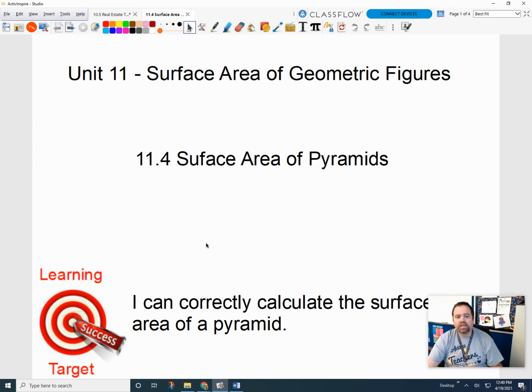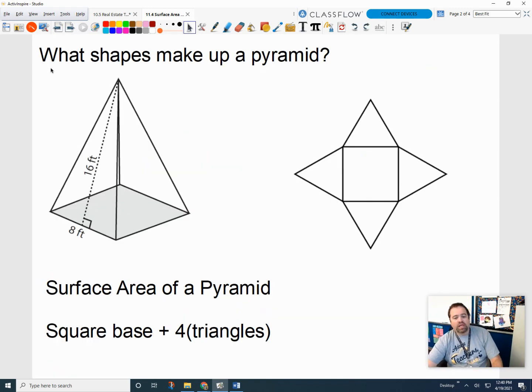All right, so a pyramid, kind of the same idea. We're going to take this three-dimensional shape and cut it on its seams and lay it out flat, and we're going to find the area of the flat pieces of it. A pyramid's a pretty simple shape. It is a square base, and then from each side of the base you have a triangle that comes up to this peak at the top.